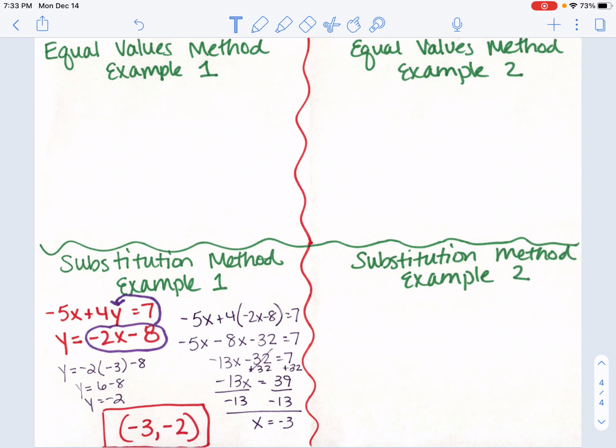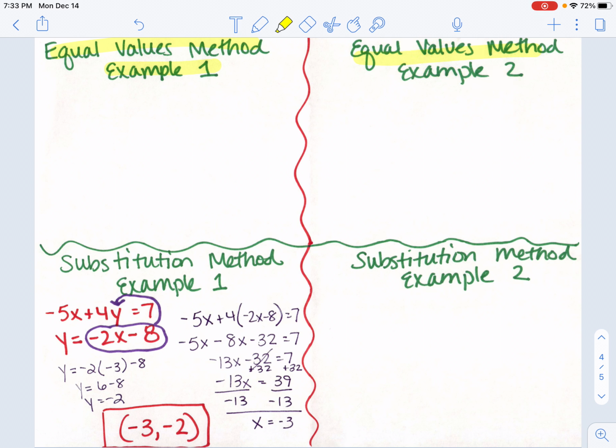The second 4 boxes, as you can see on top, I have equal values method example 1, equal values method example 2. You need 2 of those. Okay, so find 2 systems of equations where both of the variables are set equal to y or possibly x. So you can set them equal to each other. Okay, just work it out, show all your work, and give your final solution as an ordered pair or no solution or infinite solution.